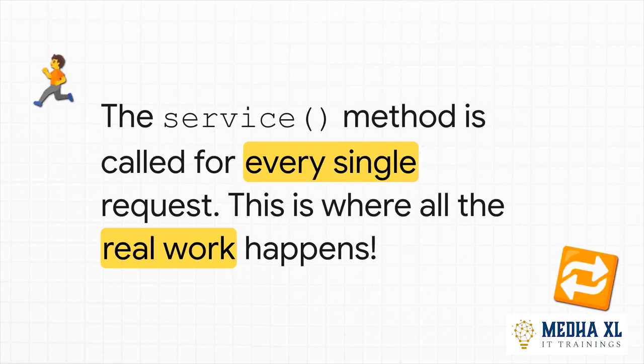Next comes the main event, the work phase. This is the service method, and it is the absolute heart of the servlet. So while init only runs once, service runs over and over and over again. It runs once for every single request that comes in. This is where all the real logic lives, processing the data and building that dynamic content we talked about.